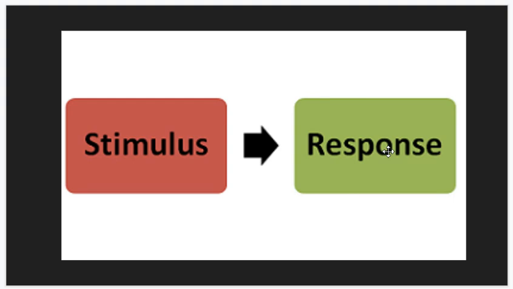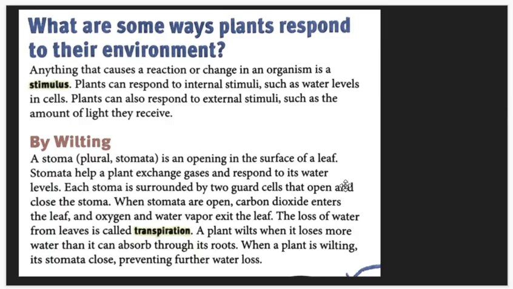So the stimulus is you placing your hand on the stove, and the response is that you pull your hand away quickly. So why did you pull your hand away quickly? Because of the stimulus. So the stimulus is what is happening to the plant in our case, and the response is what does the plant do in response? So let's take a look at some different kinds of stimulus and response.